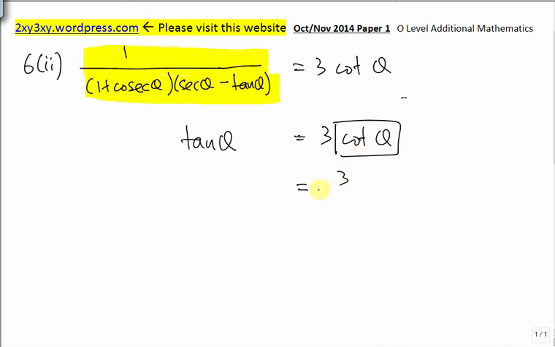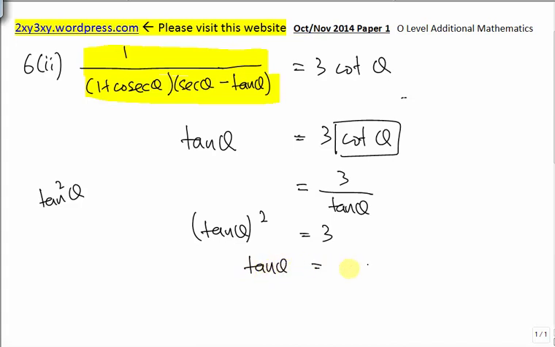So cotangent is 1 over tangent. You bring a tangent theta over, it will give you tangent theta, whole thing squared. Another way of writing this is of course tangent square theta. You should be familiar with either this writing or this writing. So our aim again is to find the angle theta here. So we bring the square over, it will be square root of 3 or negative square root of 3.